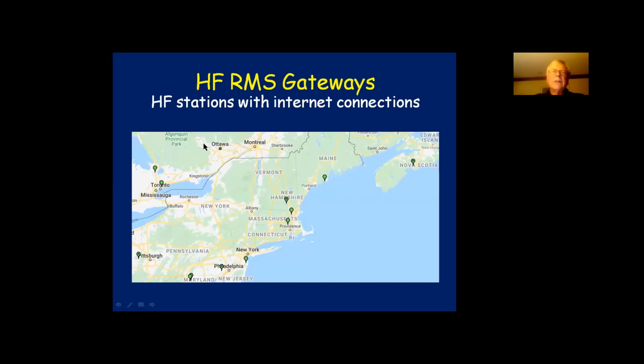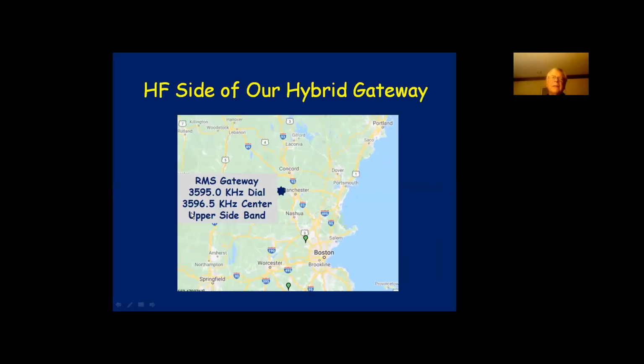On the HF side, here's a map of the regional HF stations with internet connections. There we are again. On the HF side, we operate on 3595. Winlink often refers to center frequencies rather than dial frequencies. So the center frequency is 3596.5. And as always for digital, it's upper sideband.